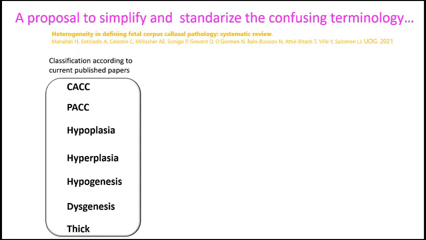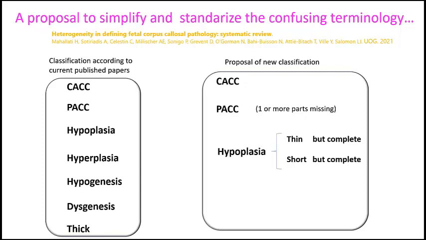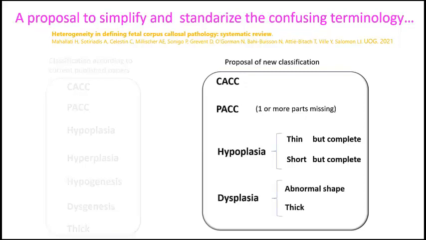So in this proposal, we will have a complete agenesis of the corpus callosum and partial agenesis when one or more parts are missing. When the corpus callosum is complete, but it is thin or short, then we should talk about a hypoplastic corpus callosum. While if it is thick or has an abnormal shape, we should talk about a dysplastic corpus callosum.